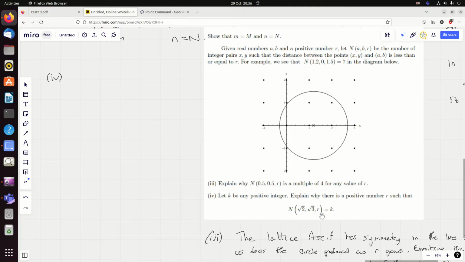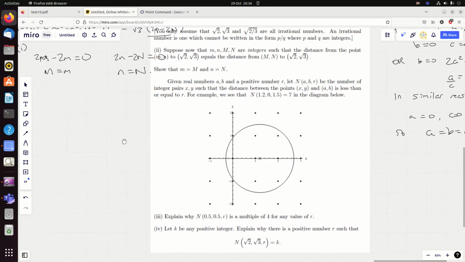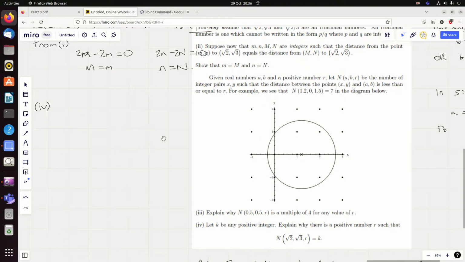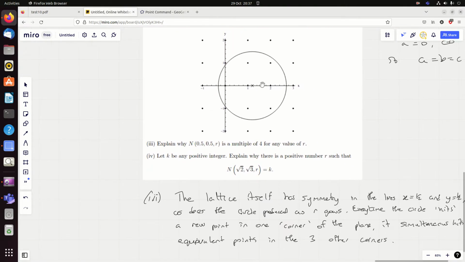Okay, part 4. This is interesting because didn't we just prove that when you go from root 2, root 3 to any pair of integers, it's only got that unique answer? So surely part 4 is just a restatement of part 2. Part 4 is saying if your center was root 2, root 3, you don't have that reflective symmetry anymore, yeah? Because it was very important.